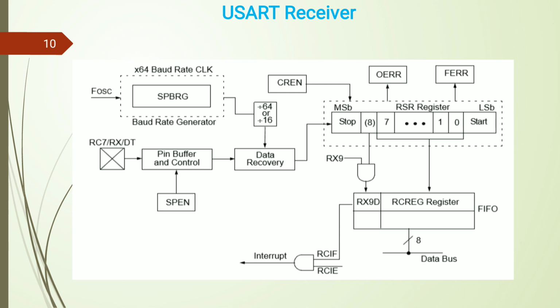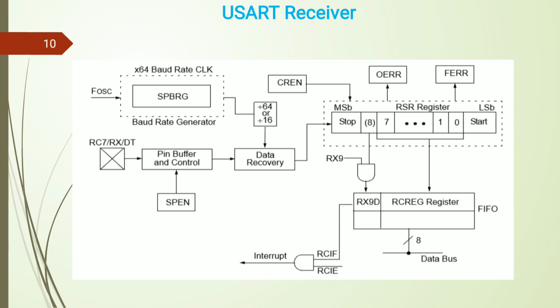So for 9th bit reception, it is also necessary to make RX9 equal to 1, so that we are able to receive the 9th data bit in the RX9D bit, and the remaining first 8 bits are received at the RCREG register and further moved towards the data bus for the next operation. So after reception of the data from RSR to the RCREG register, the RCIF interrupt flag is set, and for getting the status of RCIF, it is necessary to make RCIE equal to 1, that is enabling the flag.